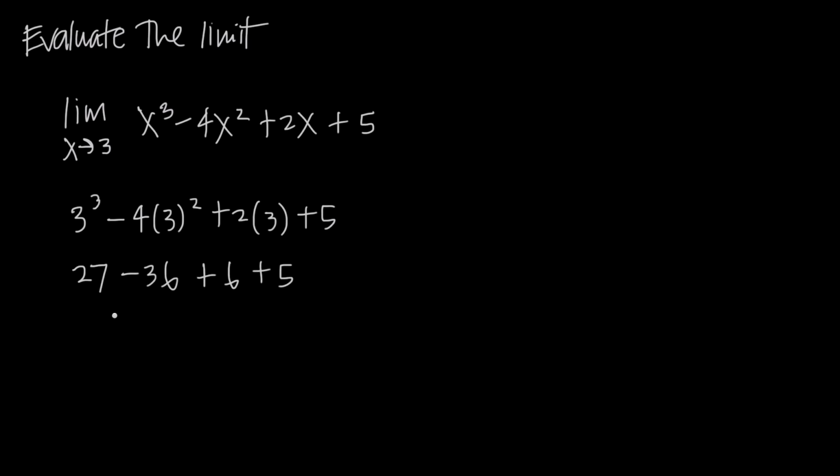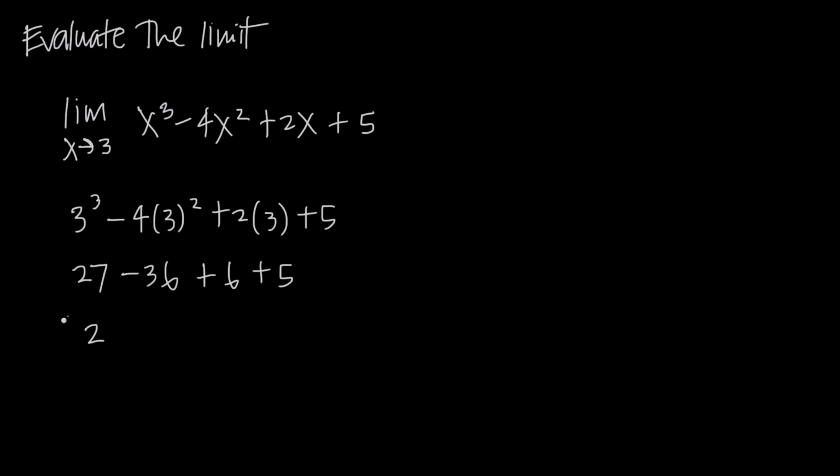If we just do the arithmetic here, we're going to see 27 minus 36 is a negative 9. Negative 9 plus 6 is a negative 3. Negative 3 plus 5 is a positive 2. So we end up with the real number answer positive 2. So what this means then is that as we take x really, really close to the value x equals 3, this function gets closer and closer to the value y equals 2. So we approach the value y equals 2 as x gets really close to x equals 3.